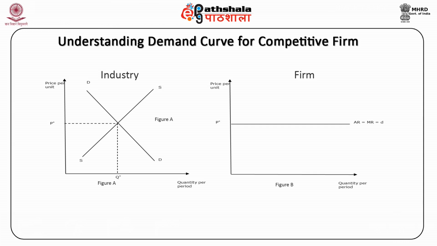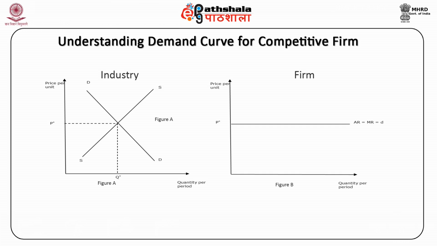Figure B shows the demand curve faced by a single perfectly competitive firm. It is a horizontal line at P star parallel to the quantity axis, implying that the firm can sell any additional unit of output without lowering the price. As a result, when the firm sells an additional unit of output, the total revenue TR rises by a fixed amount which is equal to the price of the product. Therefore, the marginal revenue MR and the average revenue AR are equal to the price of the product.